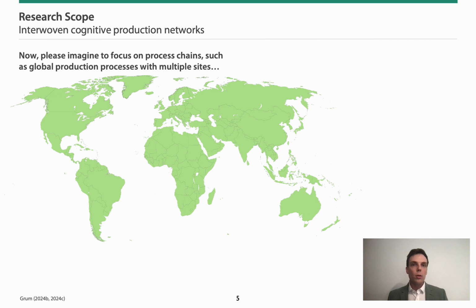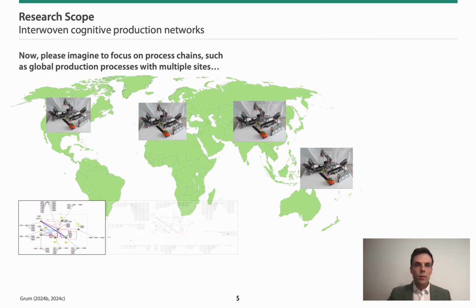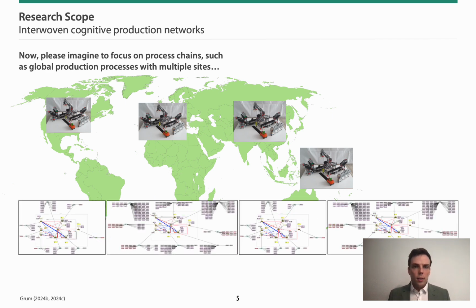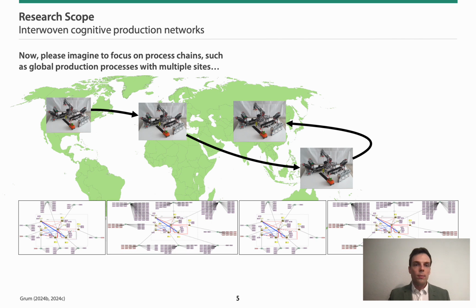Now please imagine to focus on process chains, such as global production processes with multiple sites. So we have production sites at multiple locations. Each site is neuronally substantiated with the concept of neural modeling. Thus, we are speaking about interwoven cognitive production networks. Of course, goods are produced in a certain order. This order goes along with artificial knowledge patterns that are emitted because of a required production sequence.